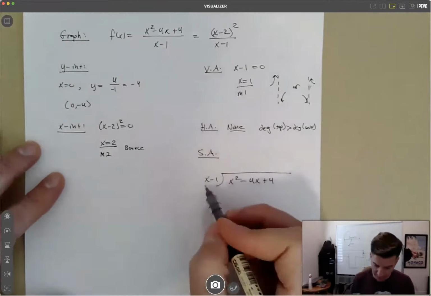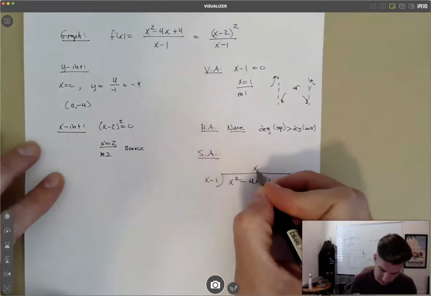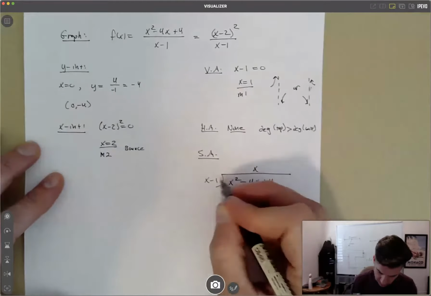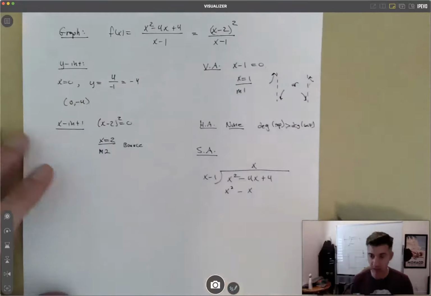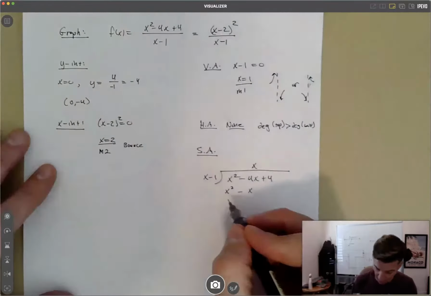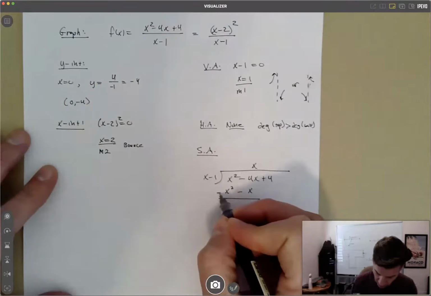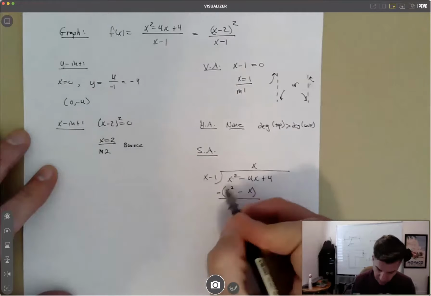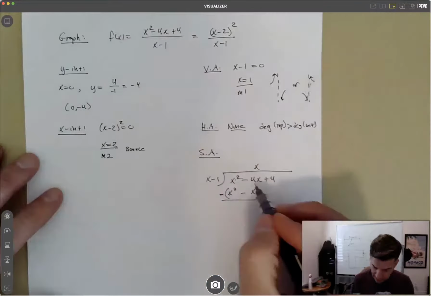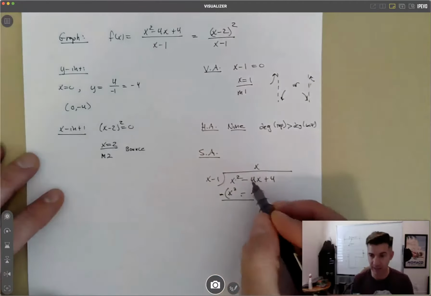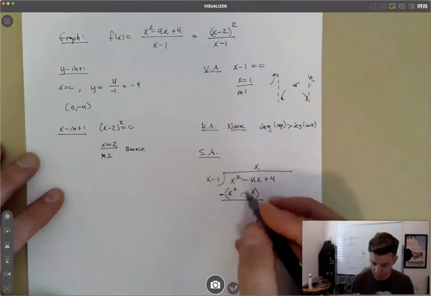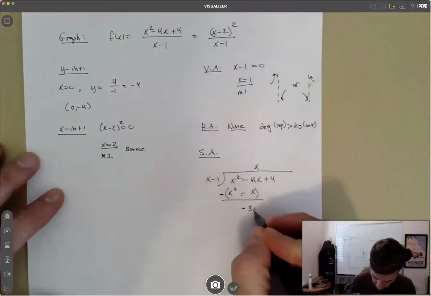What do we multiply by x to get x squared? x. x times x is x squared. x times minus 1 is minus x. Now be careful. I definitely saw people make this error on the homework assignment that I'm almost done grading. When you subtract these, x squared minus x squared is 0. And minus 4x minus x is minus 4x plus x, which is going to be -3x.